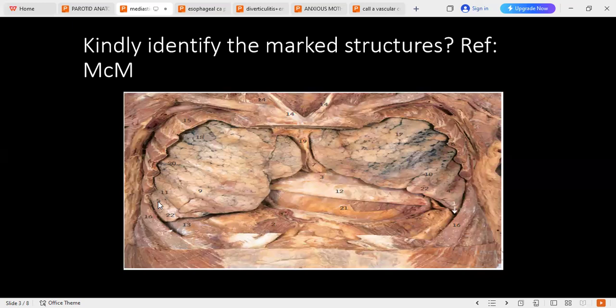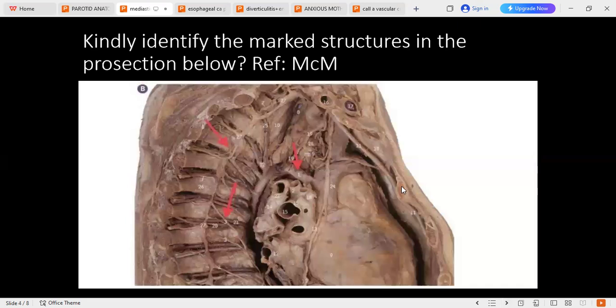There are certain nerves present in front of the hilum. Please tell me their anterior and posterior relation. Anterior is the phrenic nerve, and posterior are the sympathetic and vagus nerves.